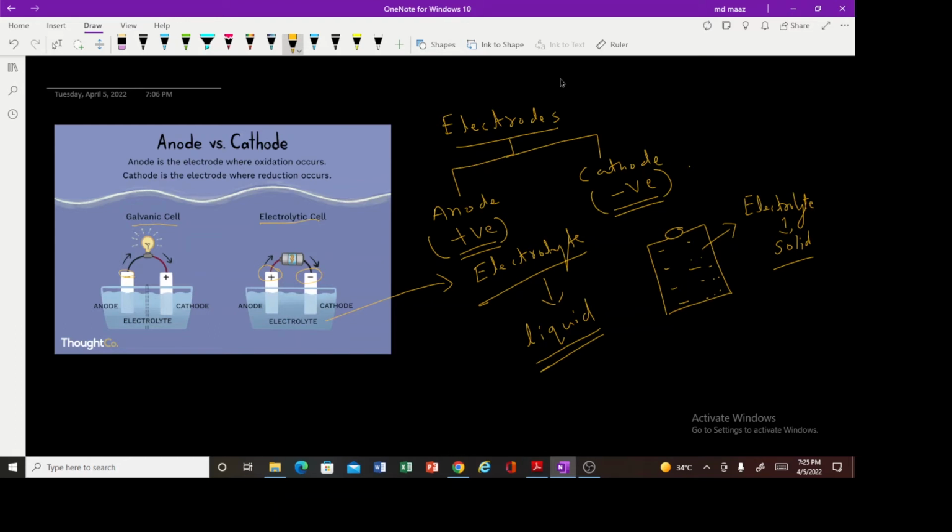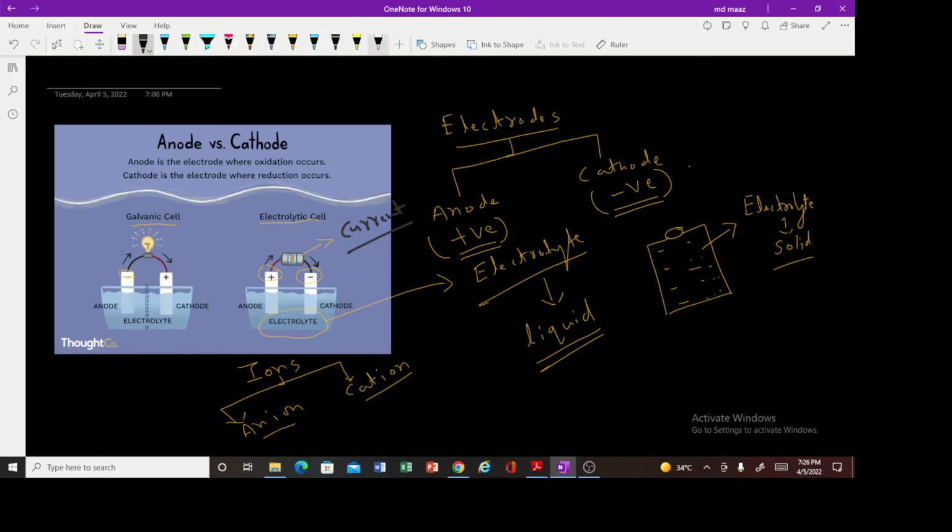Then what are ions? Basically we are having two types of ions. One is anion, the other one is cation. What are these anions and cations? These ions are formed inside the electrolyte. When you are passing the current through the electrodes, that is anode and cathode, what happens? A reaction will take place inside the electrolyte, and then you will have the formation of anion and cation.